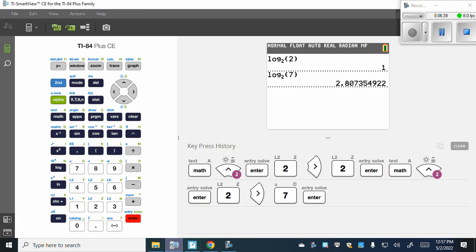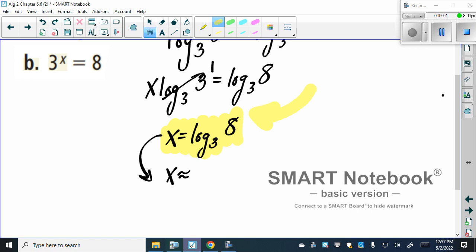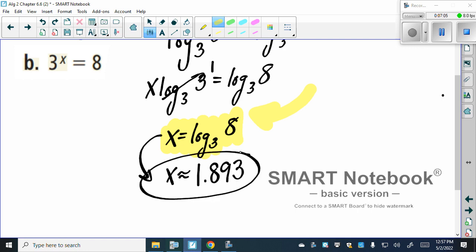So here we can say, kind of cursor up here and grab the log. We know what's inside here is 8, and it's not 2 anymore, it is 3. So we get 1.893. And that there would be the answer. And that's all we have to do for this here. Any other questions on this here so far?